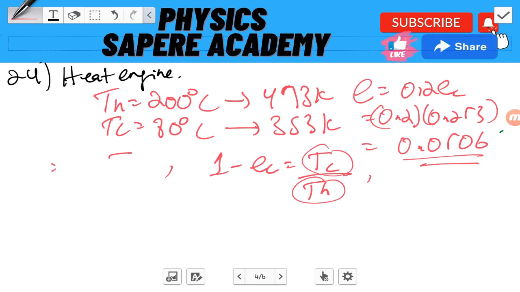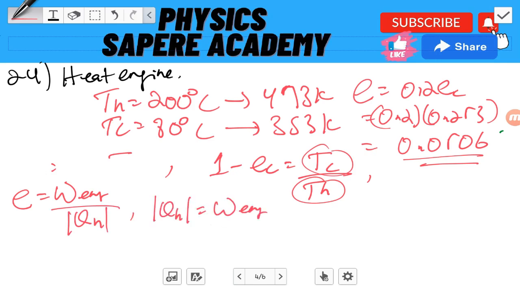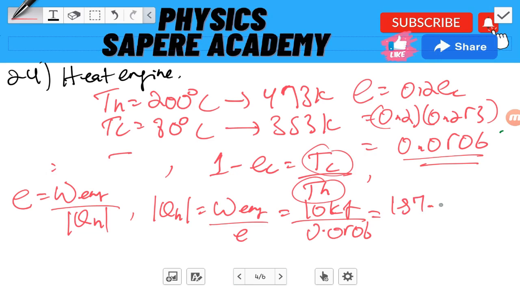Normally the efficiency of the heat engine is given by what we get, the work done by the engine, over what we put in, that's the amount of QH. So my value of QH equals the work done by the engine divided by the efficiency. Work done by the engine is 10 kilojoules over an efficiency of 0.0506, which is going to yield 197.6 kilojoules. So my value of QH is 197.6 kilojoules.